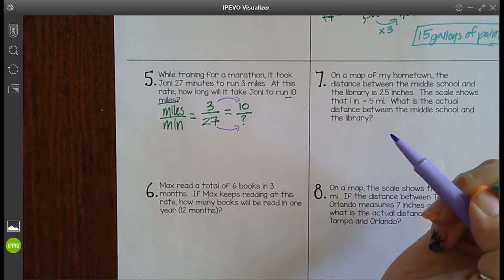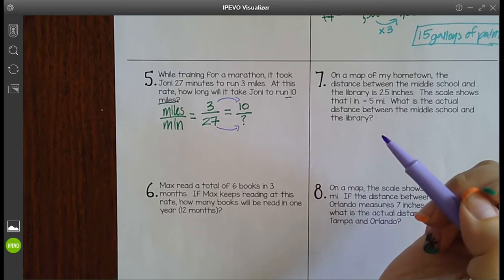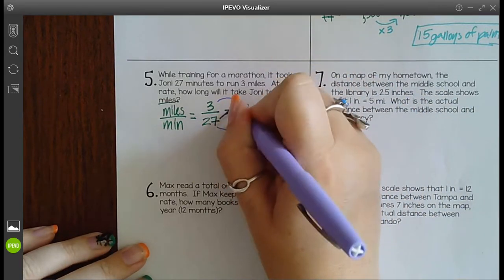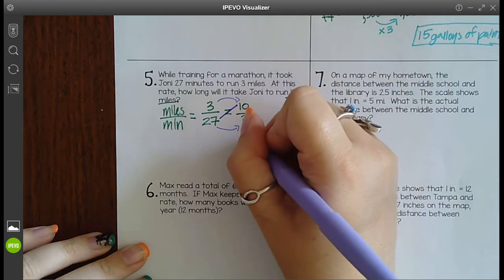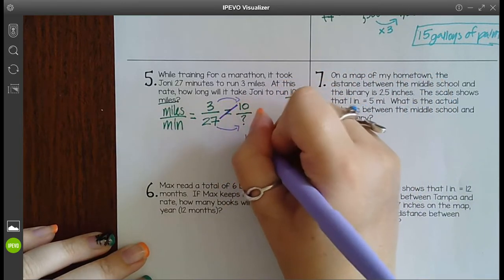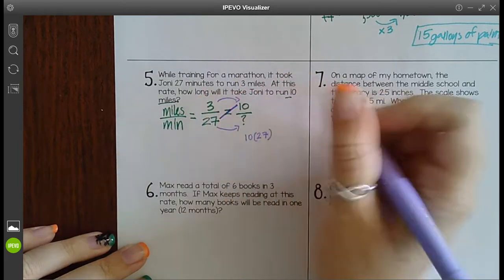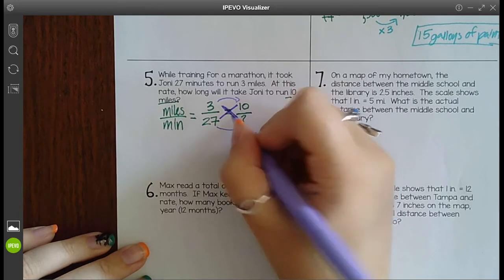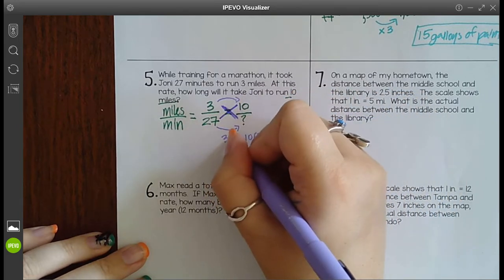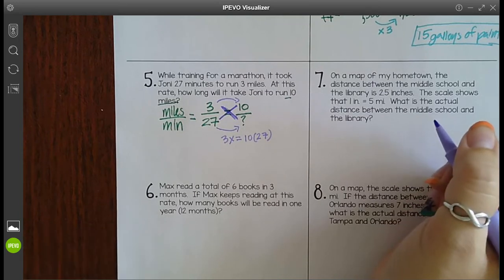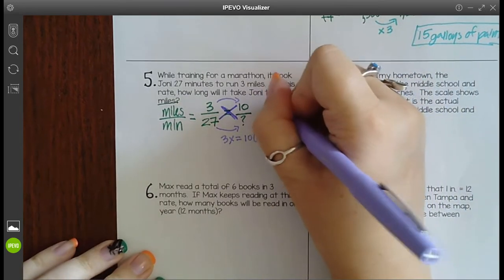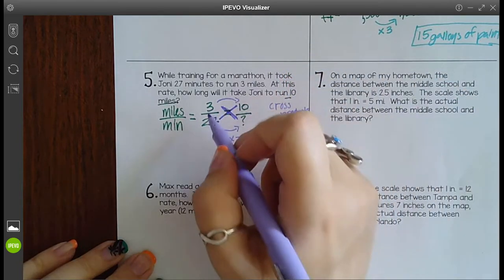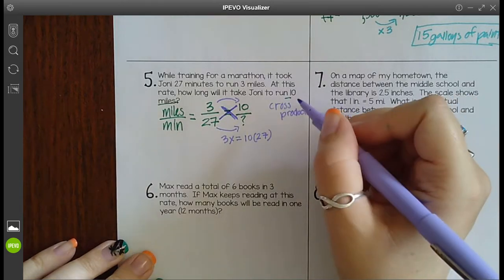So when it doesn't go in evenly, we can do what's called cross products. I'm going to take these two that are across from each other, 10 times 27. See how the 10 times 27 is across from each other? I'm going to multiply those and set them equal to these that are across from each other, the 3 times my unknown, or let's call it 3x. Again, this is what we call using cross products to solve for my unknown. If it can't go in evenly, we'll just solve using cross products.